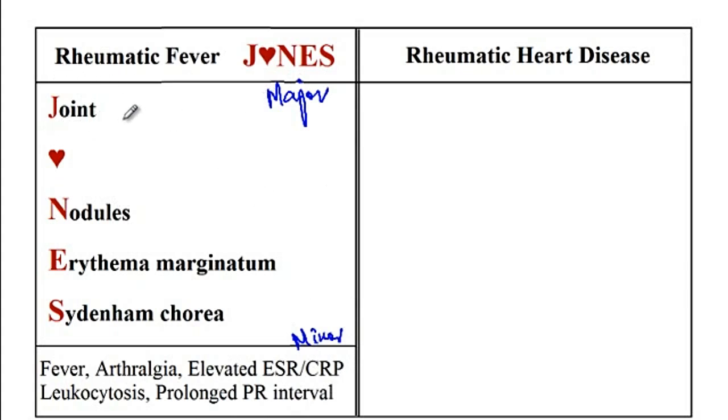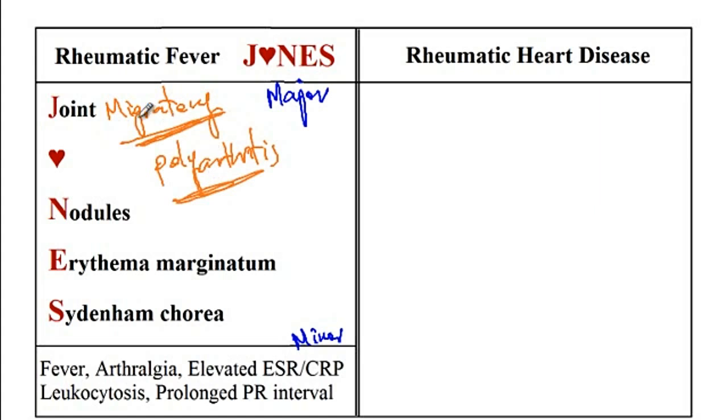So the first major criteria includes migratory polyarthritis, and this is actually the earliest symptoms that are seen with rheumatic fever, and it can present as early as the first or second day. And so patients presenting with the redness, pain, and inflammation of their joints, but then once one of the joints resolve, then it will start to present in another joint. So it's jumping from one joint to another, and so that's the reason the name migratory polyarthritis is given to the joint inflammation that is seen with the rheumatic fever.